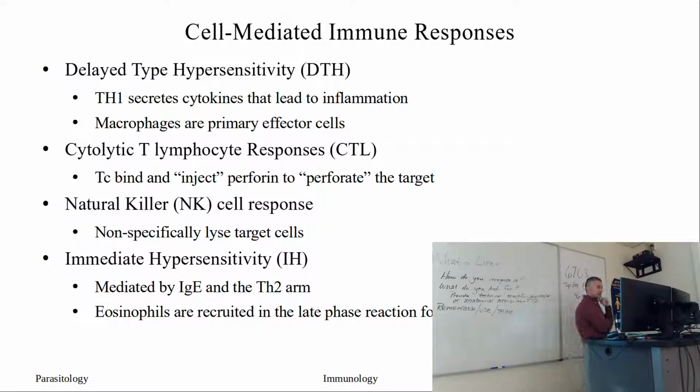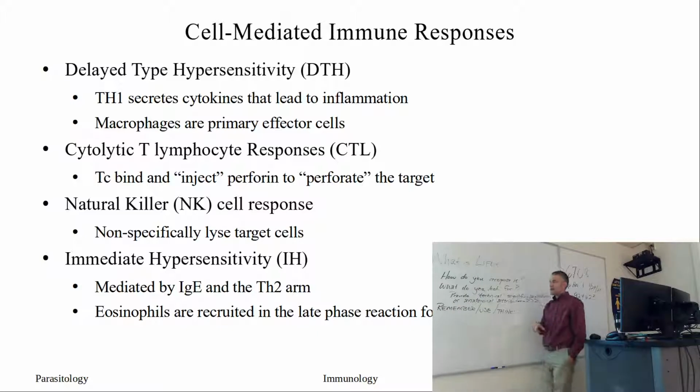Cytolytic T lymphocyte responses. Now our cytotoxic T lymphocytes bind and inject perforin to perforate the target. It's a little bit different than complement. Complement will cause these holes to appear, but it's not through perforin. Natural killer cells, completely non-specific. They're going to try to lyse the target cells. Again, they're not poking holes, they're trying to lyse. Now, the delayed type responses, cytotoxic T lymphocytes, natural killer cells, they take time to develop.